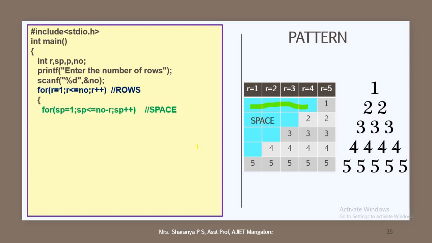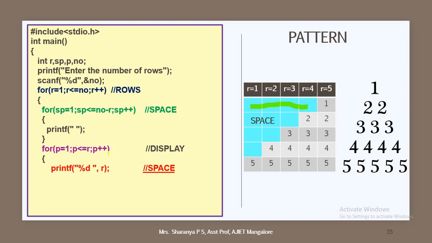One small change we need to make is with the printing. Previously we were displaying the P value, now we are displaying the R value. By displaying the P value, we ended up with 1, 1, 2, 1, 2, 3 like that. Now the value of R is printed.